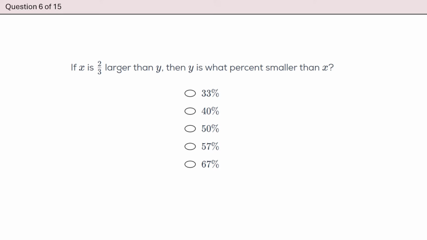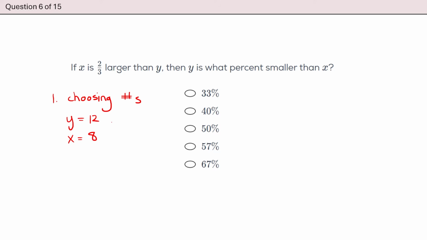Number 6, if X is 2/3 larger than Y, then Y is what % smaller than X? Again, you can approach this in multiple ways. Probably the easiest way, in my opinion, would be choosing numbers. So the mistake most people make here is they assume that X is smaller than Y. They say, oh, X is 2/3 smaller than Y, or 2/3 of Y. So for example, if I say that Y equals 12, X is going to equal 2/3 of that, which is 8.